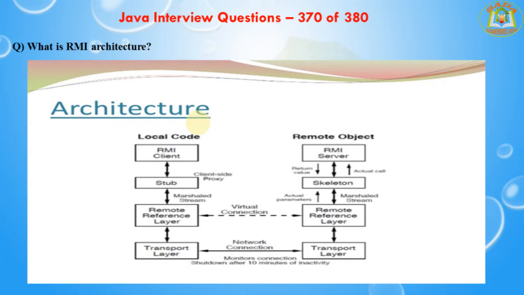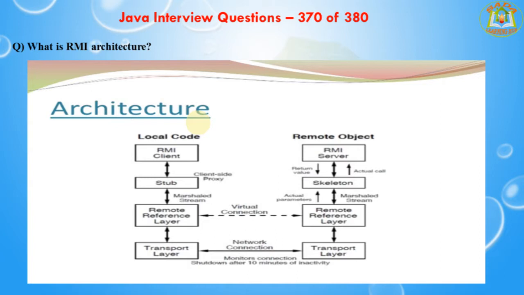The third layer is the remote reference layer. The remote reference layer gets the stream of bytes from the transport layer and sends it to the proxy layer. The fourth layer is the transport layer. It is responsible for handling the actual machine to machine communication.